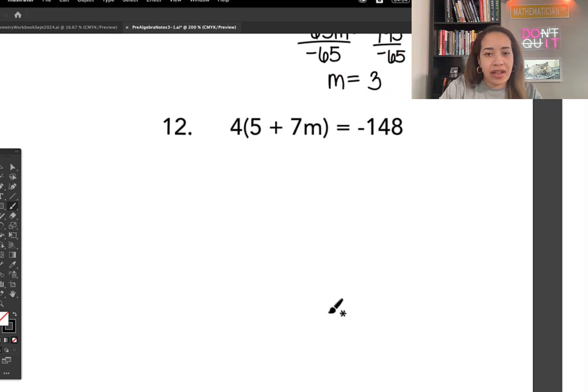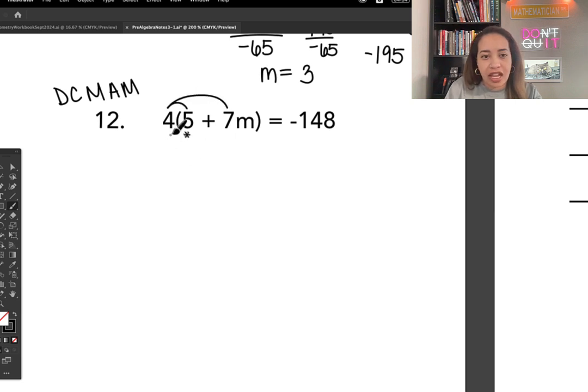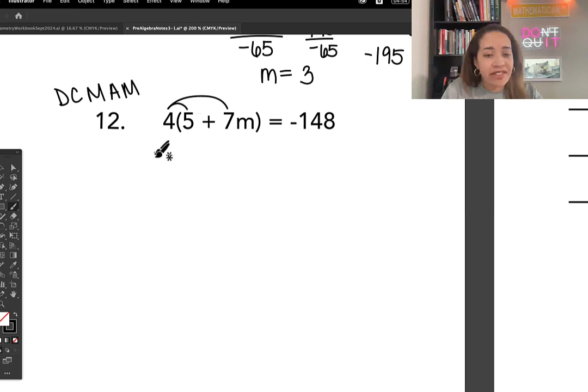Here is number 12. Always remind yourself of those steps. Don't call me after midnight. D stands for distribute. So we will take the 4 and we will multiply it times both parts inside the parentheses. So 4 times 5 is 20. And 4 times 7 is 28. So we will write 28m. Copy down our equal sign and our -148.